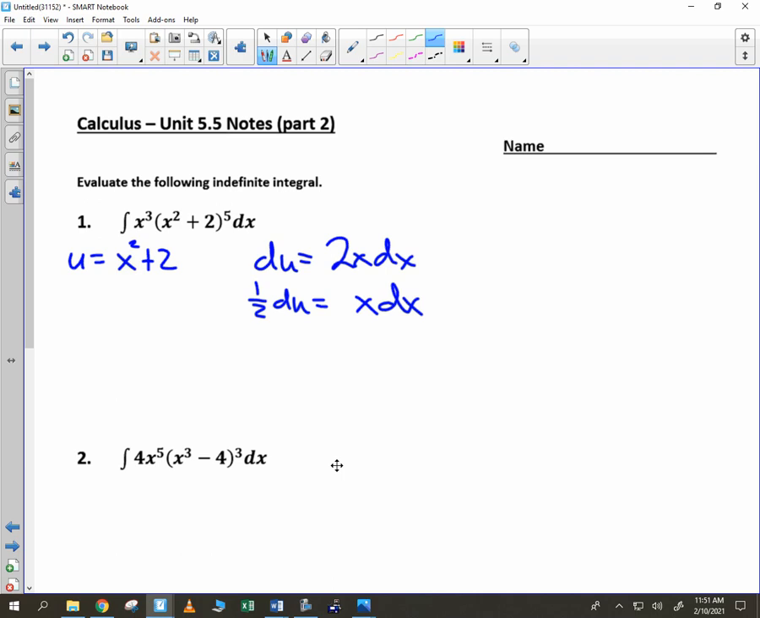What's the problem? x cubed. I need another x squared, don't I? I'm going to rewrite the integral to look like this: the integral of x squared times x squared plus 2, sorry about that, to the 5th dx.